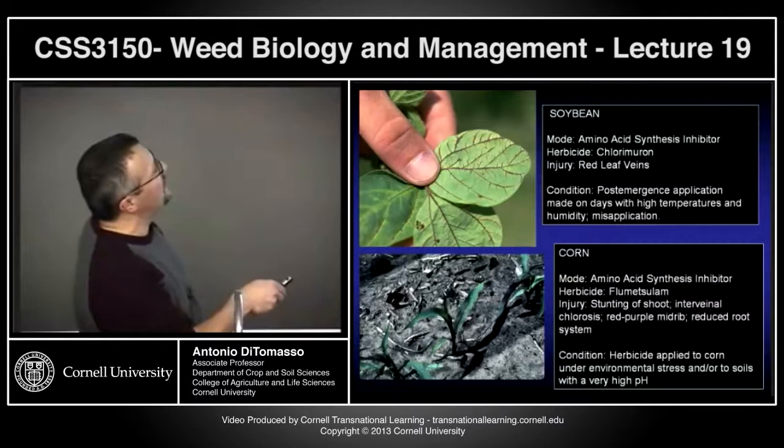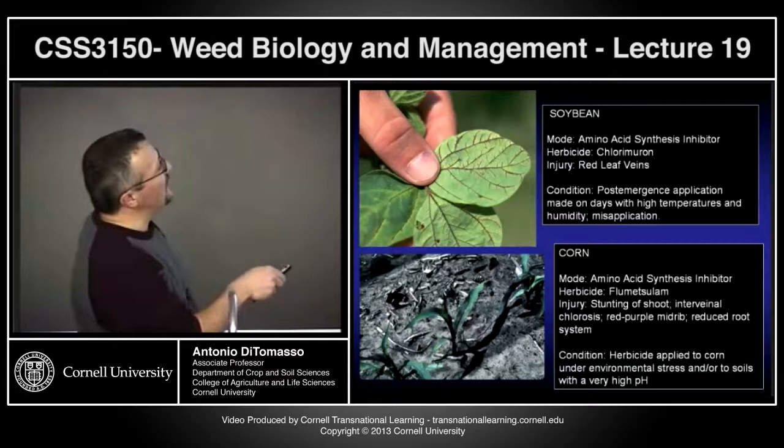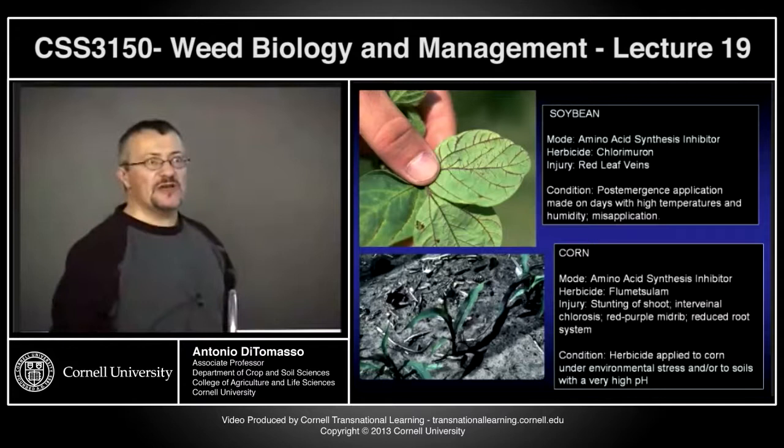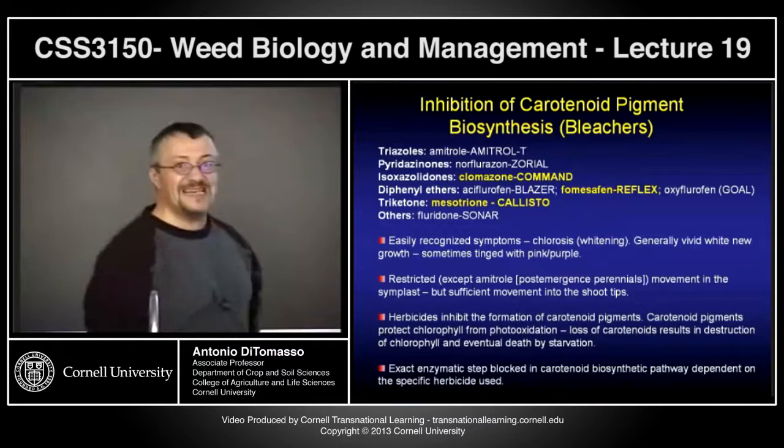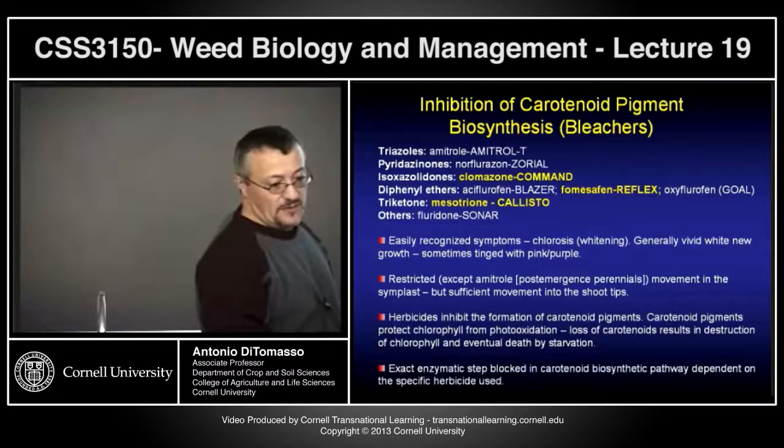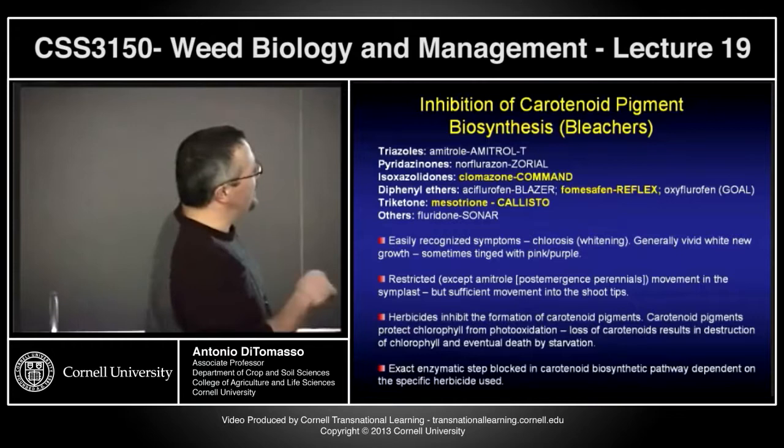In this case, I'm referring to ALS inhibitors. I wanted to show you the pink. You see this with imazethapyr when it's really high temperatures, and you have to be really careful. Some of these products you can use in soybeans. That's what that is. But if you apply it here, we're looking at crop damage. How can this happen? If you apply this post-emergence on days that are very warm and humid, or misapplication, okay? We also get stunting, growth, and chlorosis. We'll see this in the greenhouse today, okay? I'll leave it at that.